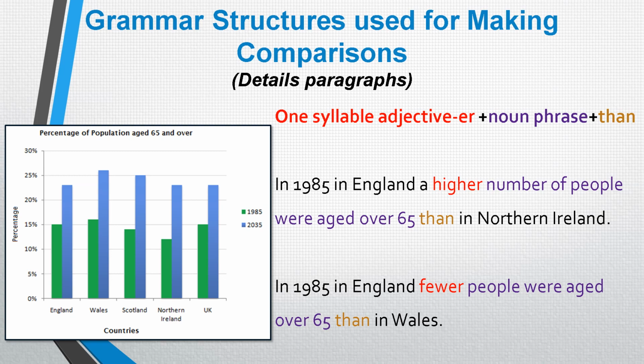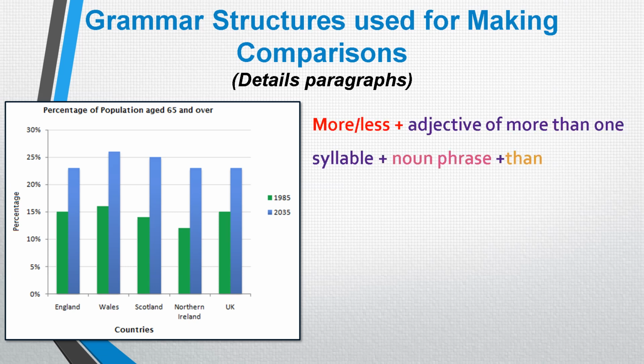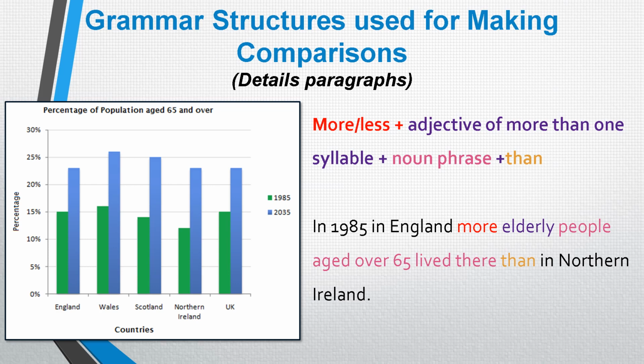So again, nothing overly complicated about this. And you could change the adjectives, use the ones from the list that we looked at previously to suit the purpose of your description. This time we've got more or less plus adjective of more than 1 syllable plus than. So in 1985 in England, more elderly people aged over 65 lived there than in Northern Ireland. So the difference there is using a longer adjective, we're going to use more or less.